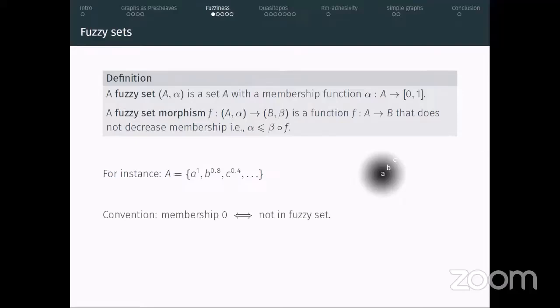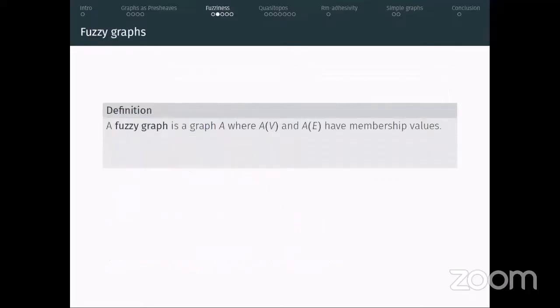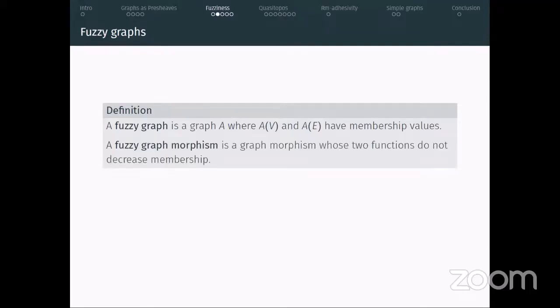You take as a convention that with membership 0, you are not in the fuzzy set. And if you want a more general definition than just having the unit interval as your range of membership, you can take any poset of your liking. But for the presentation, for the slides, I will usually have membership in the unit interval, written in superscript like this, for easy reading. So this is the notion of fuzzy set. You can easily have also a notion of fuzzy graph, where you just have membership values on both vertices and edges. And the notion of morphism just asks for both functions, as for graph morphisms, to not decrease membership, generalizing the notion of fuzzy sets.